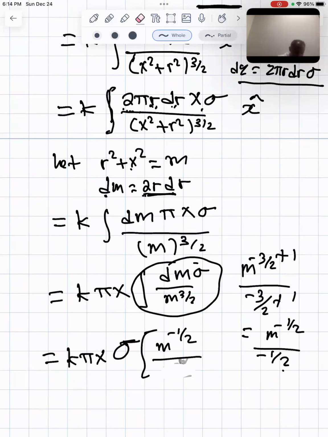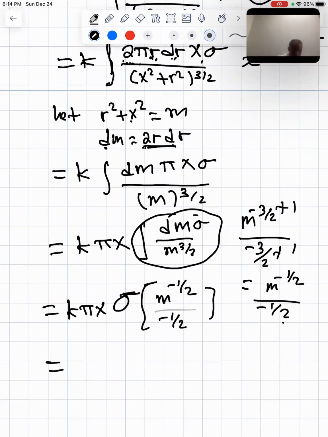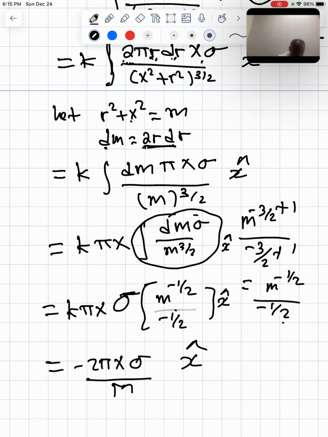Let me make it clear. m to the minus half, okay. Nothing else. Look, this algebra is going to be minus 2 pi x sigma, because this is going to go up over square root of m in the x direction. My electric field is in the x direction.